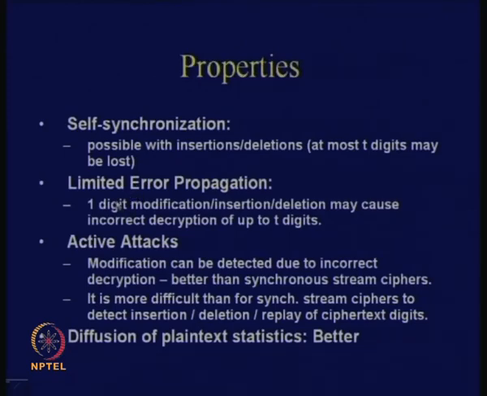So, limited error propagation: one digit modification or insertion or deletion may cause incorrect decryption of up to t digits. This is also another difference from the previous one. In the case of synchronous stream ciphers, if you modify only a particular ciphertext Ci, then only that particular digit in your plaintext gets modified. But here a particular ciphertext has control over t decryptions. So even if there is a modification in only one single bit or digit, there will be problems in the decryption for t digits.